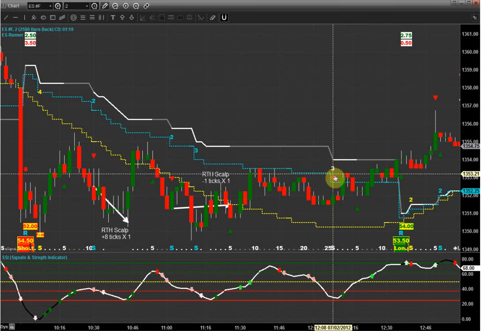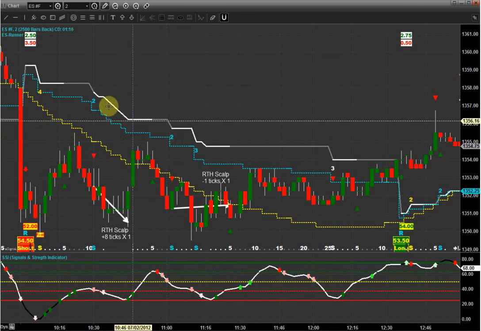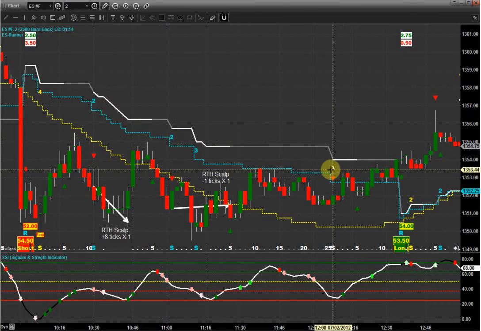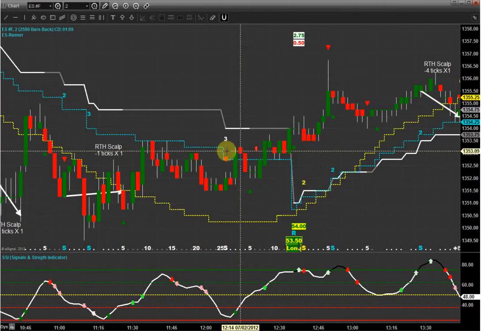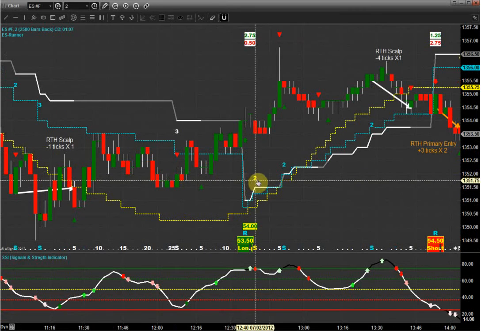This 3 is a white 3. It's not a blue 3. We take blue 3s when they fit the rules. We don't take white or yellow 3s. We don't take white or yellow scalps. We only take blue scalps. This was a scalp in the first period.